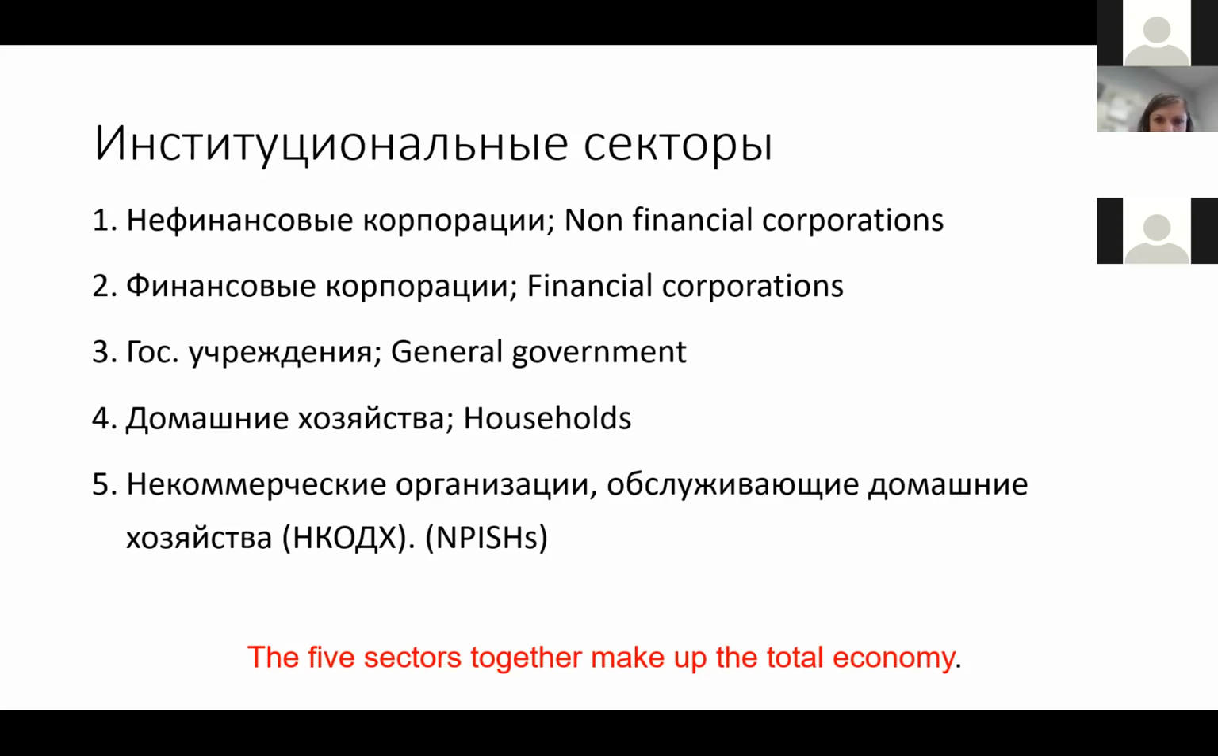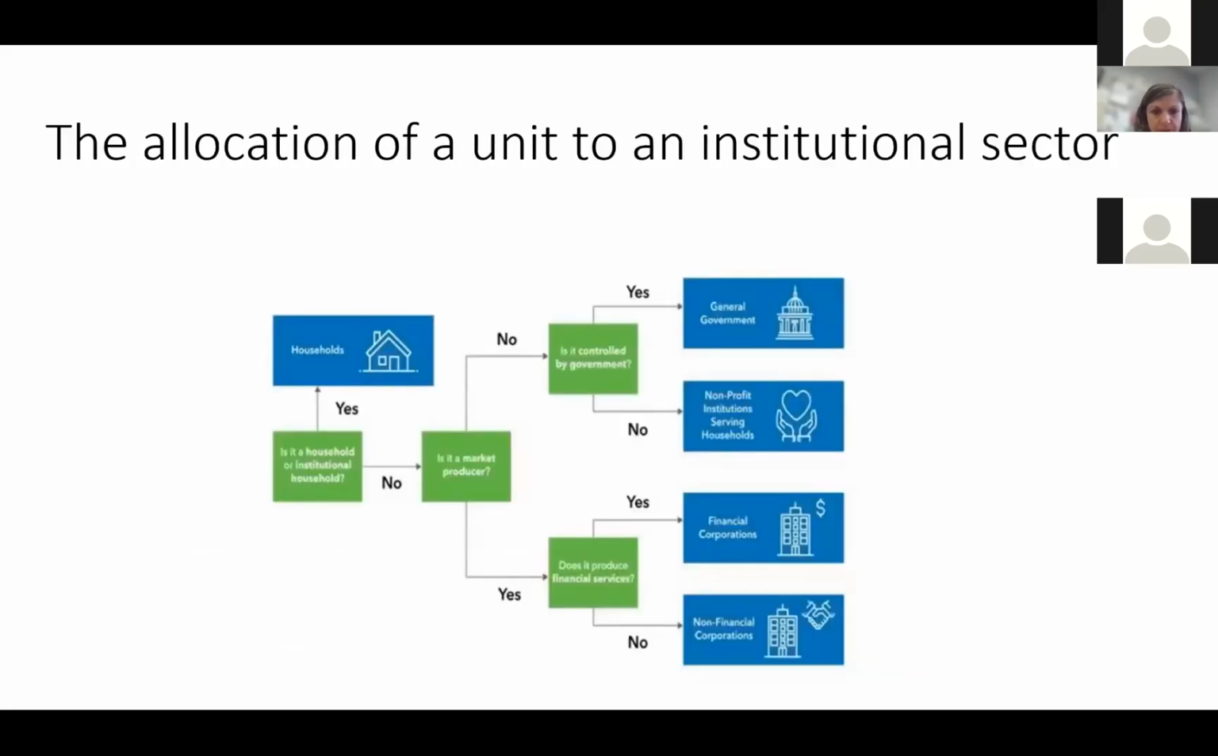We have two institutional units in SNA: one, persons and households, the other one, the legal entities. And then we have 5 institutional sectors under these 2 institutional units. These are non-financial corporations, financial corporations, general government, households, and non-profit institutions serving households. And this is the allocation of a unit to an institutional sector.